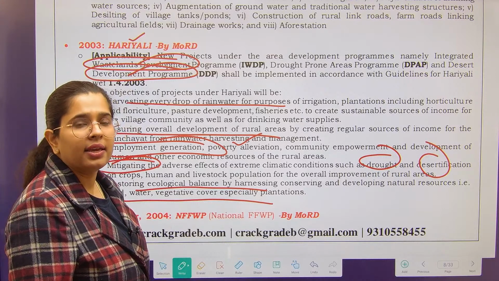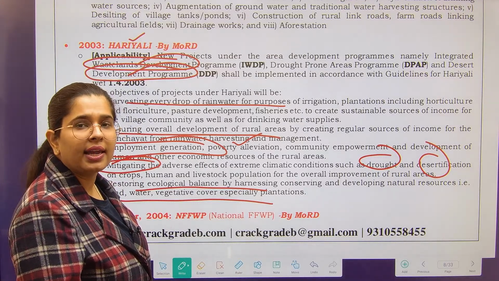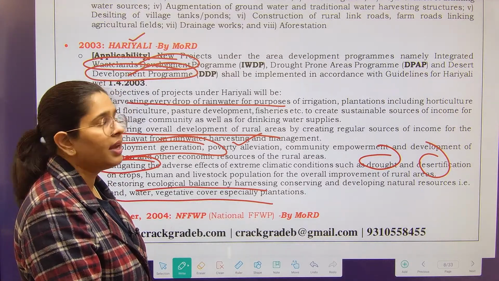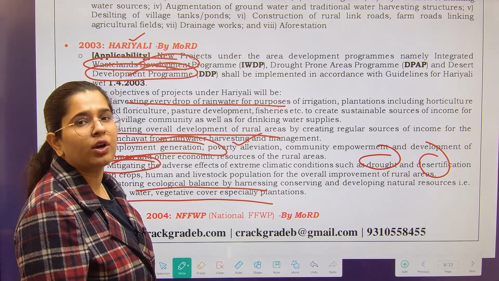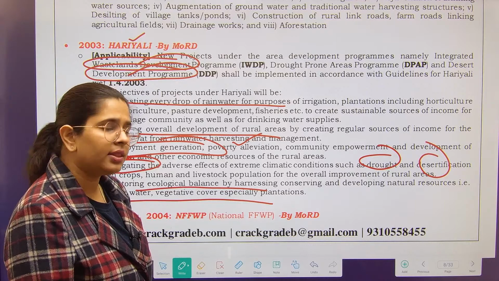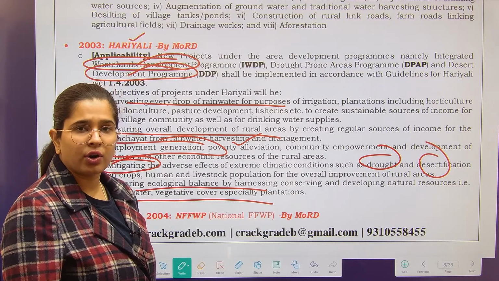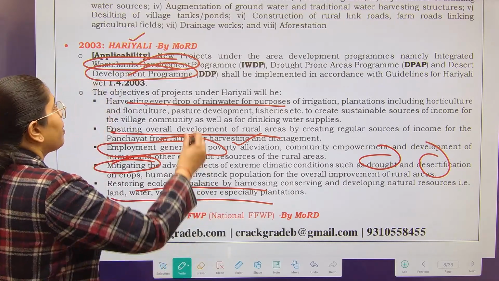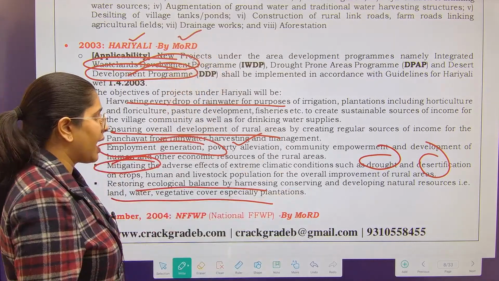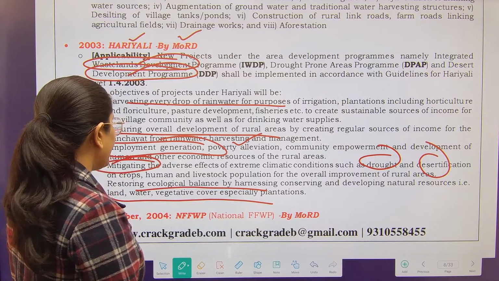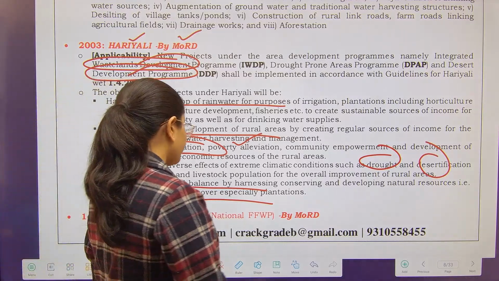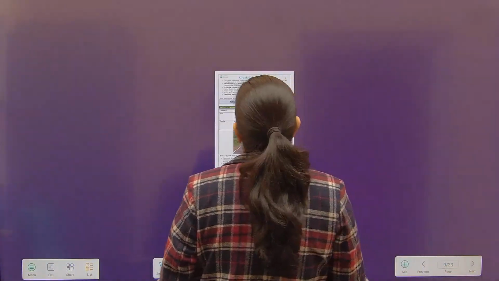Name is Haryali, where they want to bring greenery in the desert areas, right? Or in the rural setups, they want to maintain ecological balance again. These are all the objectives. Objectives are not at all difficult. What you have to remember is which particular ministry has launched it. Ministry of Rural Development. Next is your National Food for Work Program.